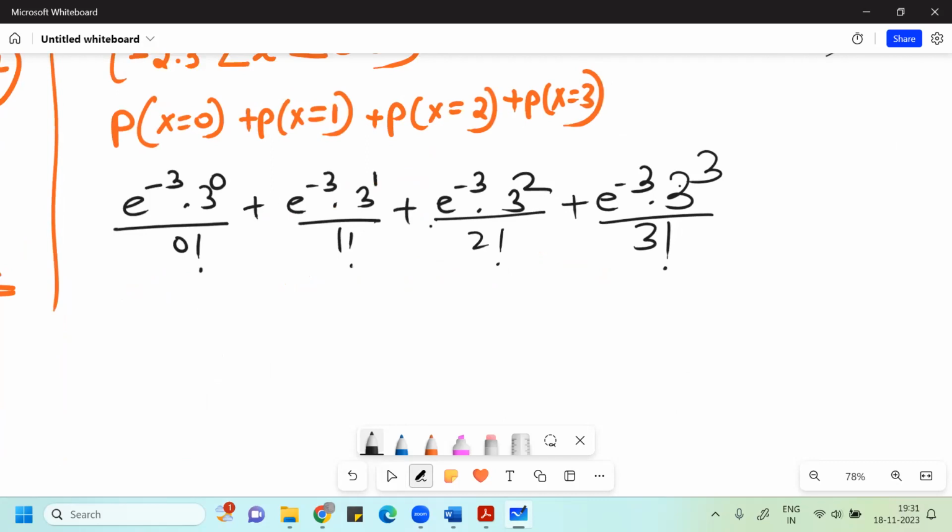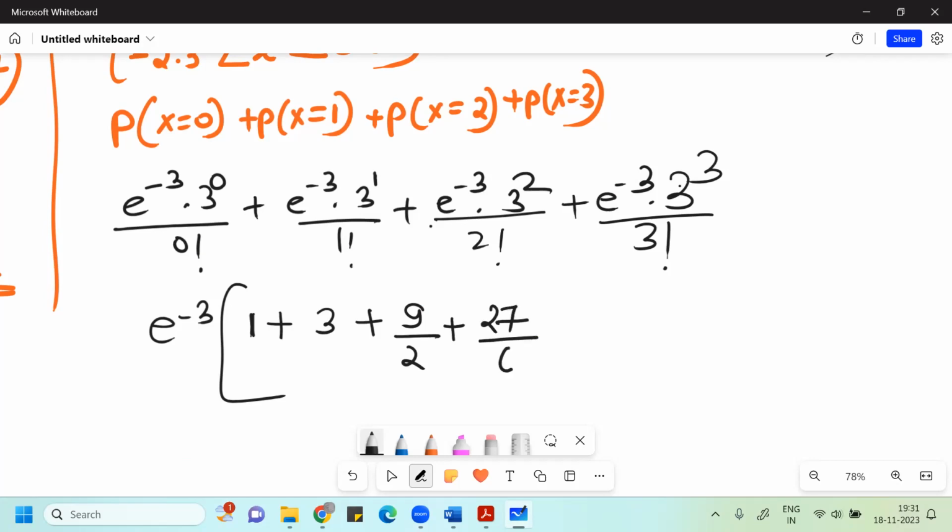So you can take e to the power minus 3 common. 3 to the power 0 is 1, and 0 factorial is 1. Any number to the power 0 is 1. This would be 3, 1 factorial is 1. This is 3 square is 9, 9 by 2. This is 3 cube is 27 by 6.